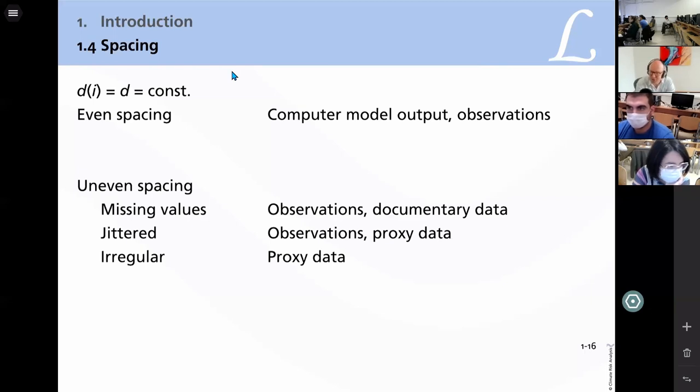Is any one of you considering to go into the field of modeling, climate modeling? Maybe it's a bit early, yeah, Julia?